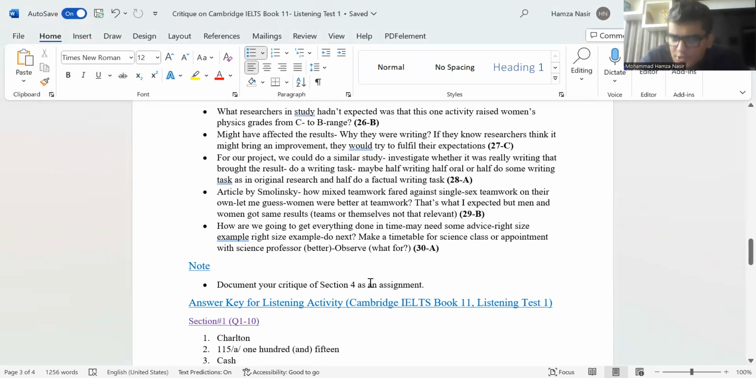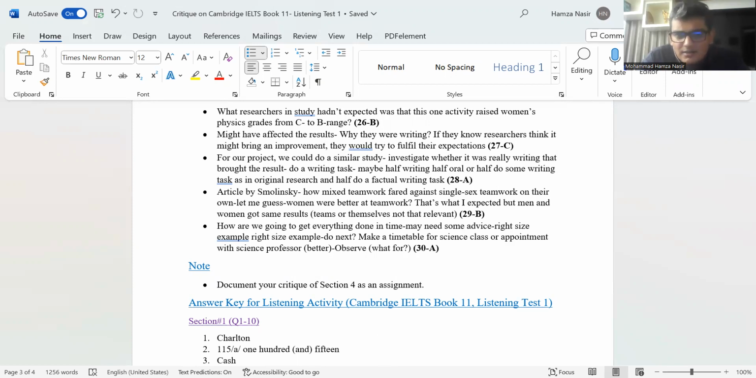For our project, we could do a similar study. Investigate whether it was really writing that brought about the result. Do a writing task. That's what one student says. But he says, you know what? Maybe half writing oral or half do some writing task as an original research and half do a factual writing task. Okay. So what they're saying is they could do some writing task as in the original.